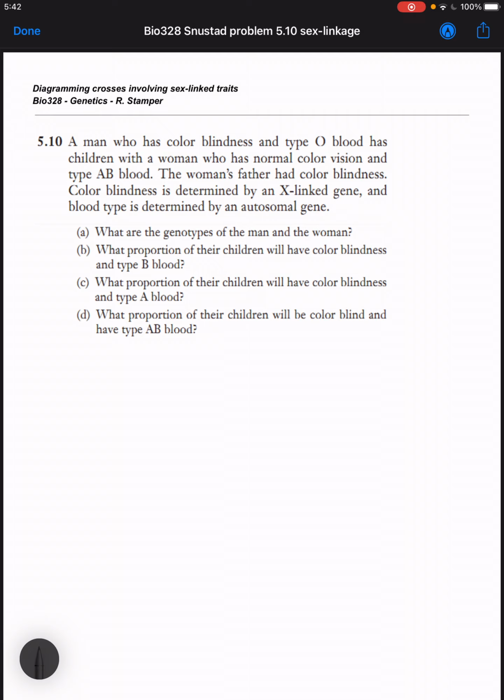A man who is colorblind with type O blood has children with a woman who's normal color vision and type AB blood. The woman's father had color blindness. And they tell us color blindness is determined by an X-linked gene, while blood type is determined by an autosomal gene. And you'll remember that blood type was an example of codominance, and so we have to remember that.